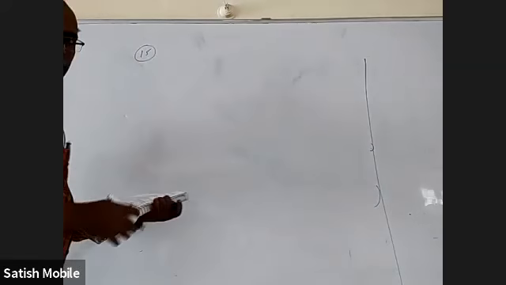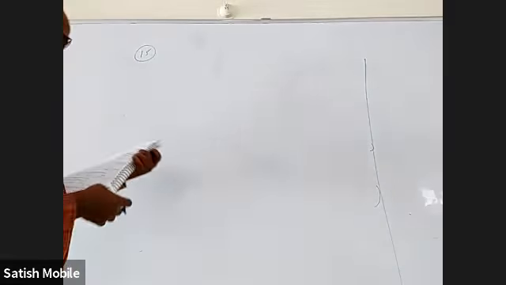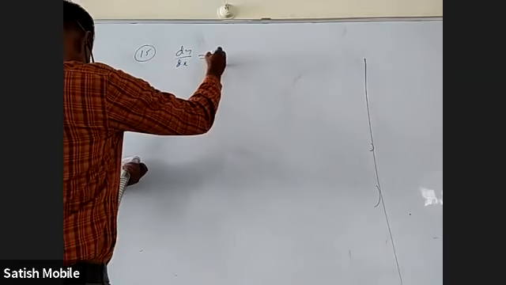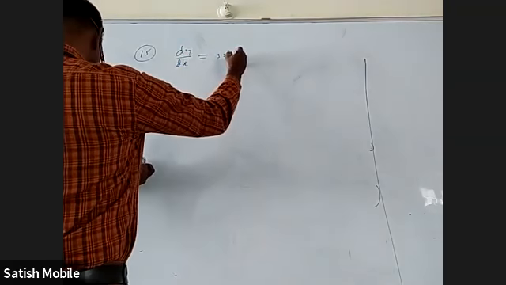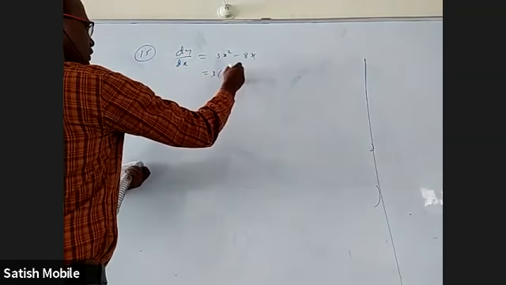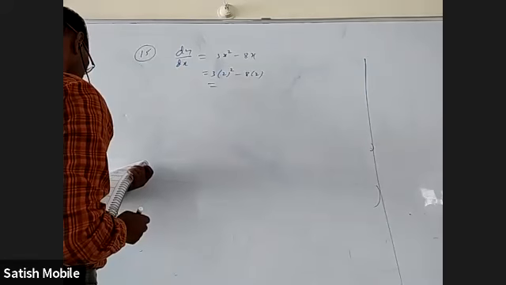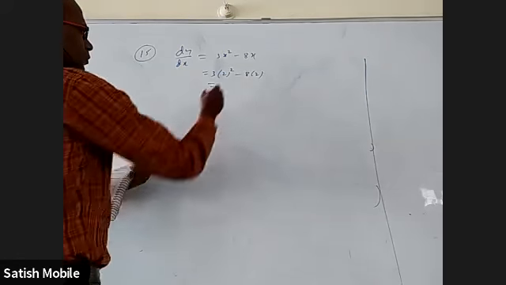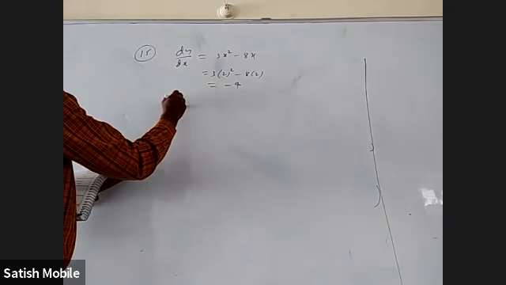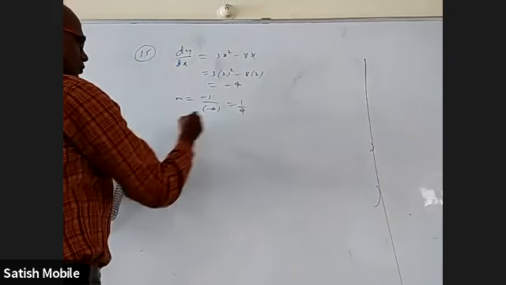Okay, 15th question. They want the equation of normal. So we have to find the slope of the normal first. dy by dx is 3x square minus 8x. X is given as 2, so 3 into 2 square minus 8 into 2, minus 4. So now this is the slope of the tangent. Slope of normal will be minus 1 by minus 4, which is 1 by 4.